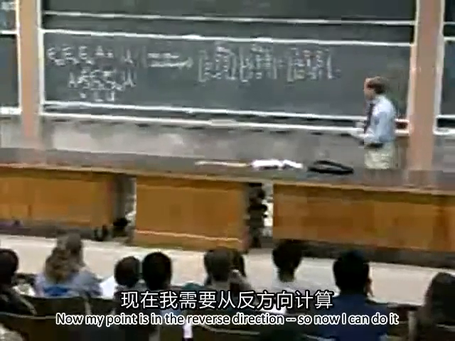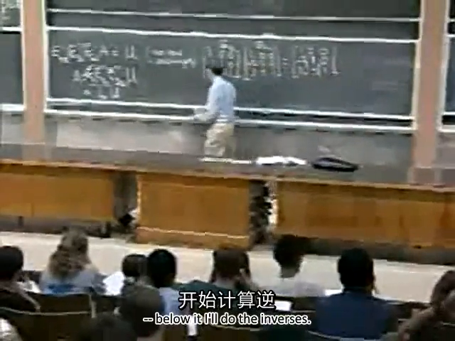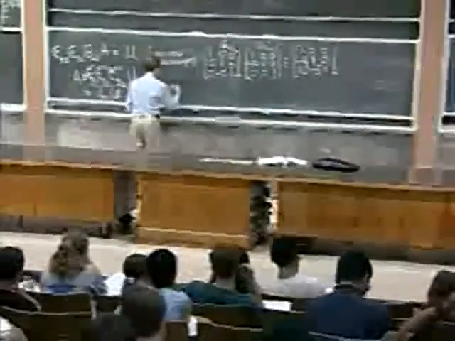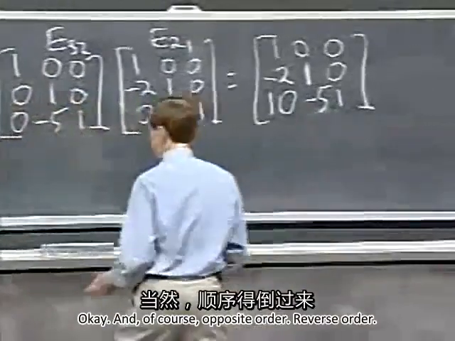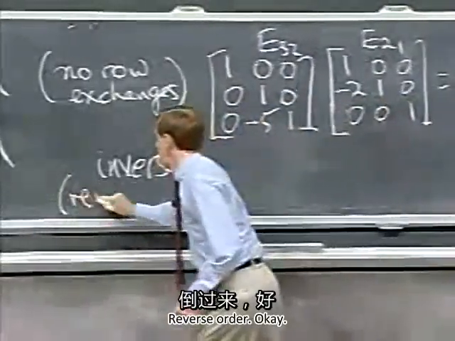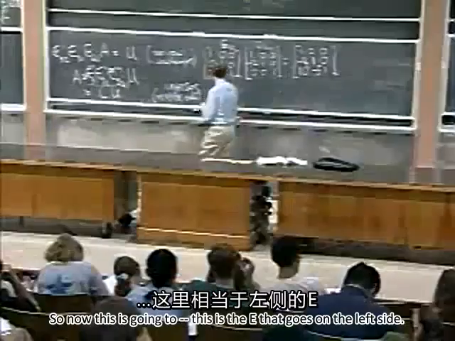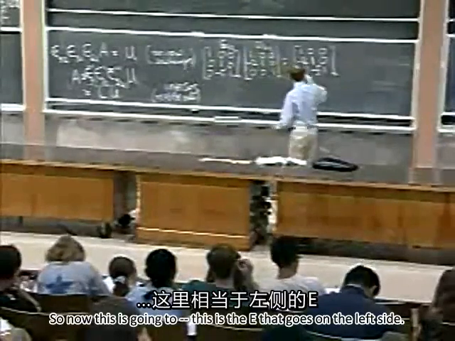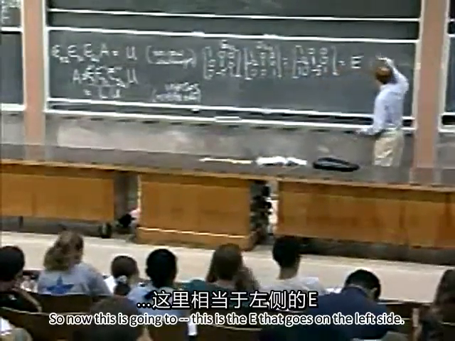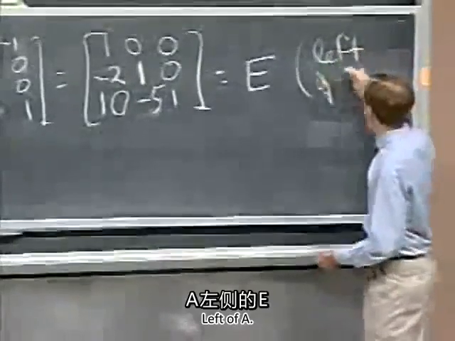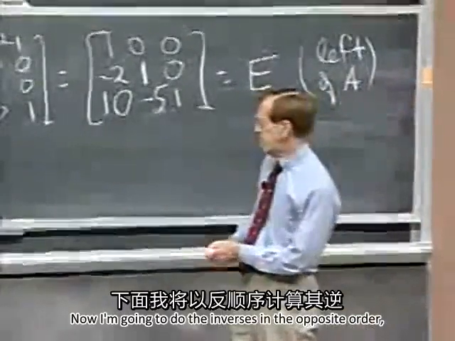Now my point is in the reverse direction. So now I can do it. Now I'll do below it. I'll do the inverse. Okay, and of course opposite order, reverse order. Okay, so now this is the E. It goes on the left side, left of A. Now I'm going to do the inverses in the opposite order.